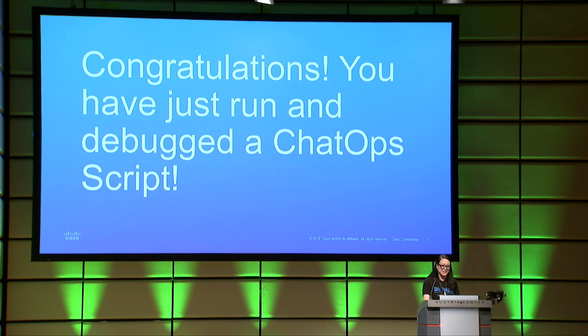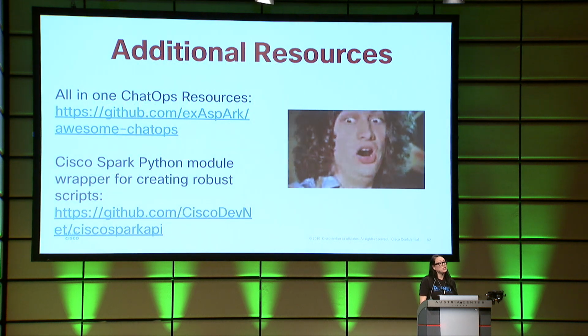So these are my favorite ChatOps resources that I found online. You have the all-in-one ChatOps resource on github.com, xspark/awesome-chatops. It has practically everything that you need for information on working with ChatOps, with different tools, different programming languages that you're working with, and the Cisco Spark Python module wrapper for creating robust scripts. You can use this GitHub link if you want to work with that specifically.